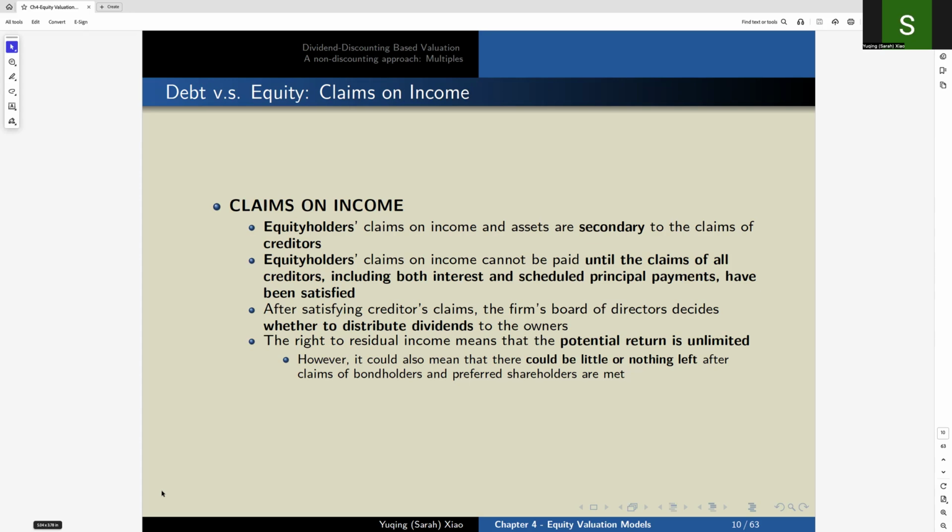This residual claim is a double-edged sword. On one hand, it creates unlimited upside. If the company performs well, equity holders can benefit enormously. On the other hand, if the firm is struggling, there may be nothing left for shareholders after creditors take their share. This trade-off explains why equity is riskier, but also why it offers higher expected returns compared to debt.